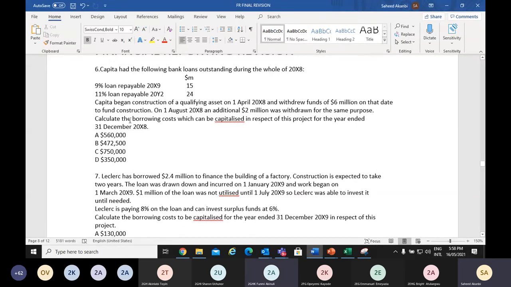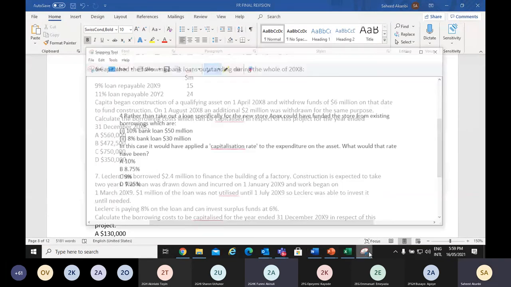Capital has the following bank loans outstanding during the whole of 20x8: a 9% loan repayable 20x9, 15 million; an 11% loan repayable 20y2, 24 million. Capital began construction of a qualifying asset on 1st April 20x8 and withdrew funds of 6 million on that day to fund the construction. On 1st August 20x8, an additional 2 million was withdrawn for the same purpose. Calculate the borrowing cost which can be capitalized in respect of this project for the year ended 31st December 20x8.